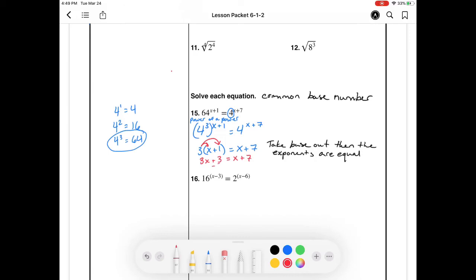Now I'm going to want to get my non-x's together, my constants together, so I'm going to subtract 3 from each side of the equation. So I get 3x equals x plus 7 minus 3 is 4. Now I want to get the x's together, so I'm going to subtract x from each side. So I get 2x equals 4. Finish this off by dividing each side by 2. And I'm going to get that x equals 2.